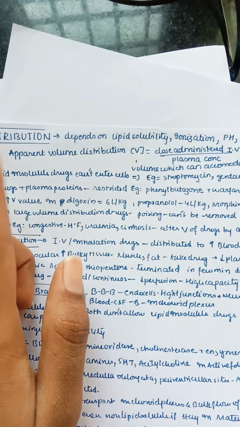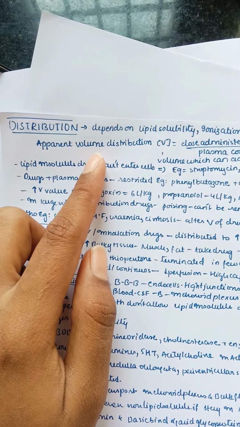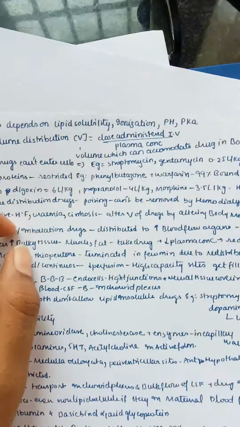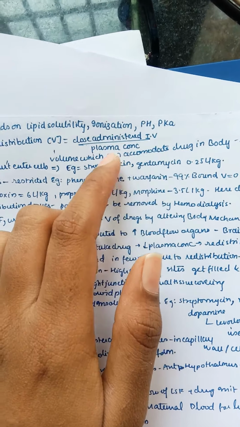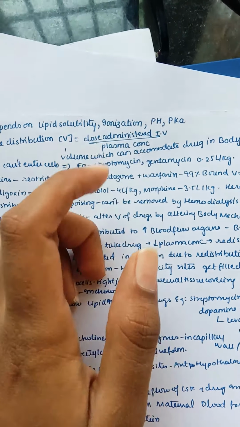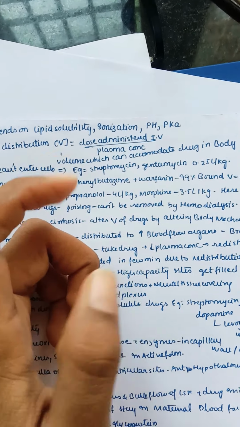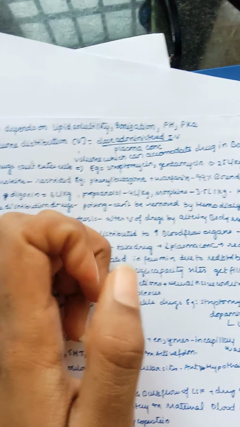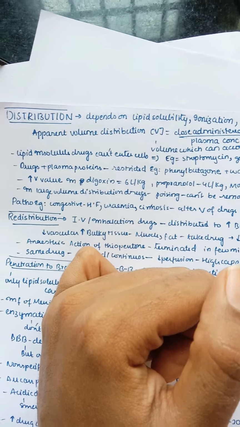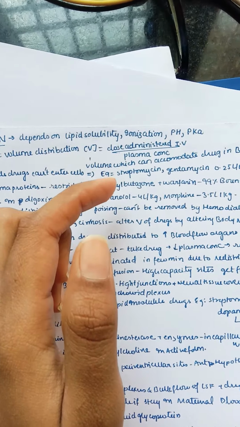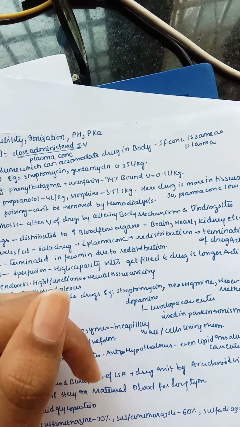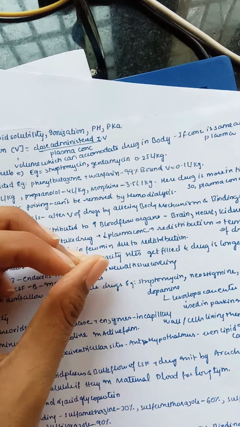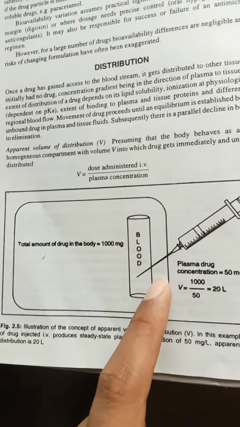And we have a formula for this, that is apparent volume of distribution, which is mainly determined by the dose administered, mainly by IV route, and the plasma concentration, that is, how much we have given and how much is present in our plasma concentration. If we divide these, we get the apparent volume of distribution. So V is nothing but the volume which can accommodate the drug in the body if the concentration is the same as in the plasma. I have been checking the diagram to understand this.